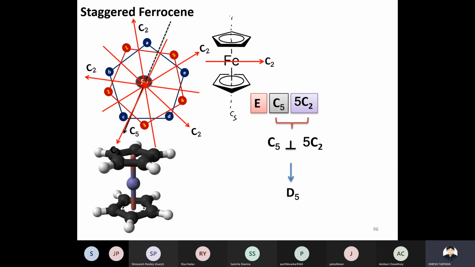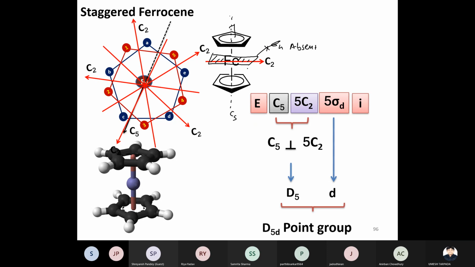You cannot take a plane which is perpendicular to principal axis in this way. You cannot take this sigma h. This is absent. But you can have a sigma d. Okay, diagonal plane. तो इसे C5 से पास होगा, sorry. Yes. So 5 sigma d is there. Therefore, point group is D5d. Of course, point of inversion i is also there.